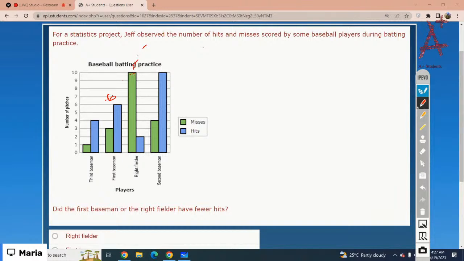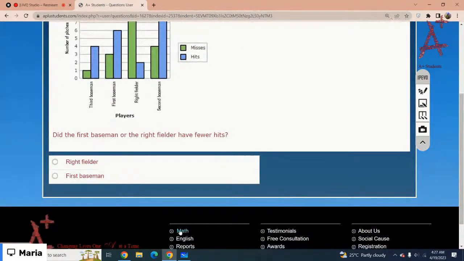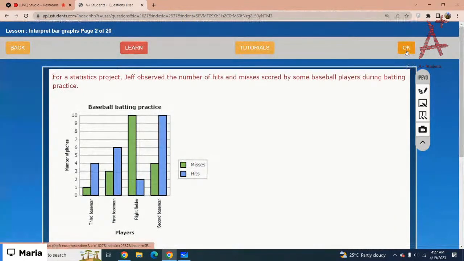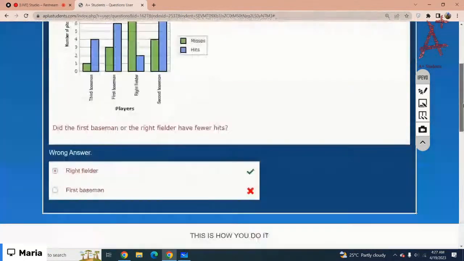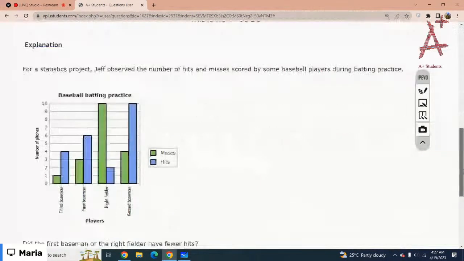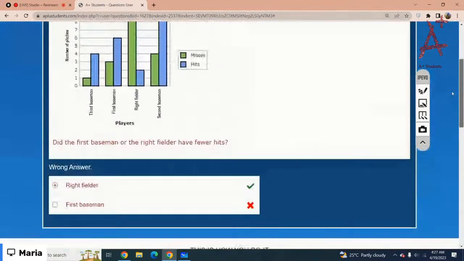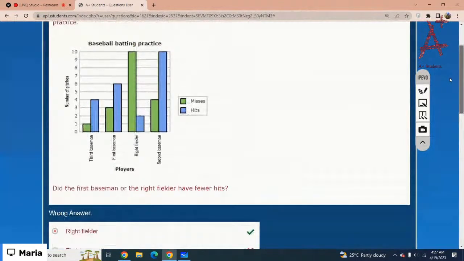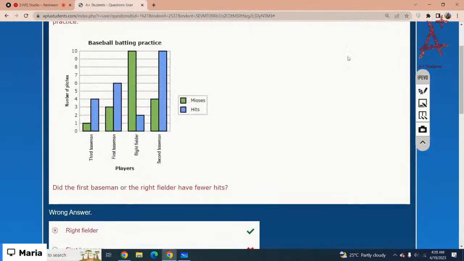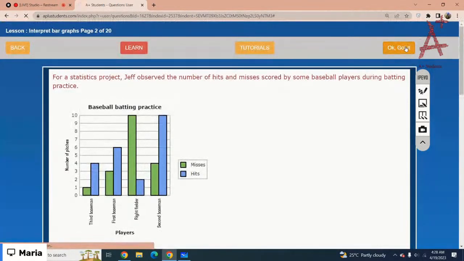Now you have to see which one has fewer. So first baseman has fewer. Got it? It would be option number 1. Right fielder has, oh yes, you need to see the blue one. I checked the green one. Got it? So the first baseman has fewer hits than the right fielder. Got it?